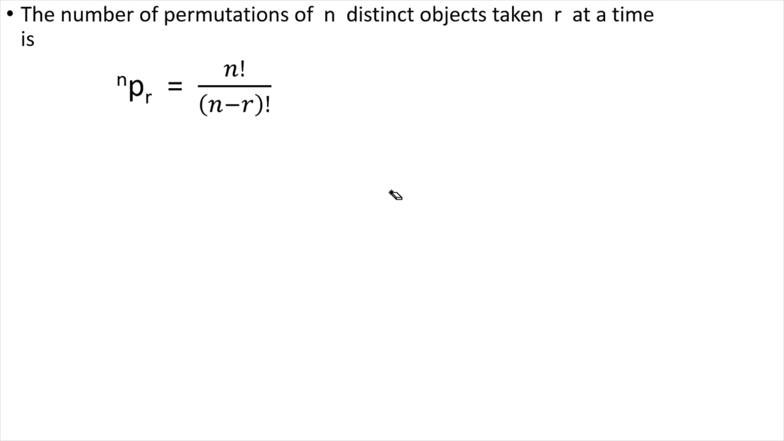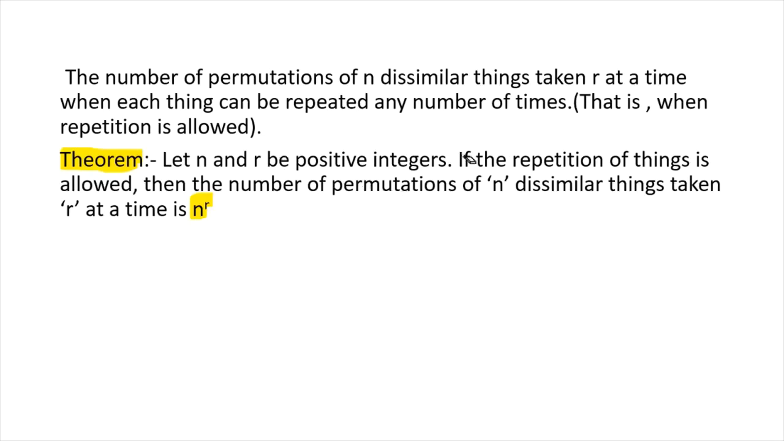Okay. Now, let us look at this first result. If n, r are positive integers, then the number of permutations of n distinct objects taken r at a time when repetitions are allowed is n raised to r. In the textbook they have given the proof based on mathematical induction, but here I am not going to use mathematical induction. I am going to use the fundamental principle of counting.